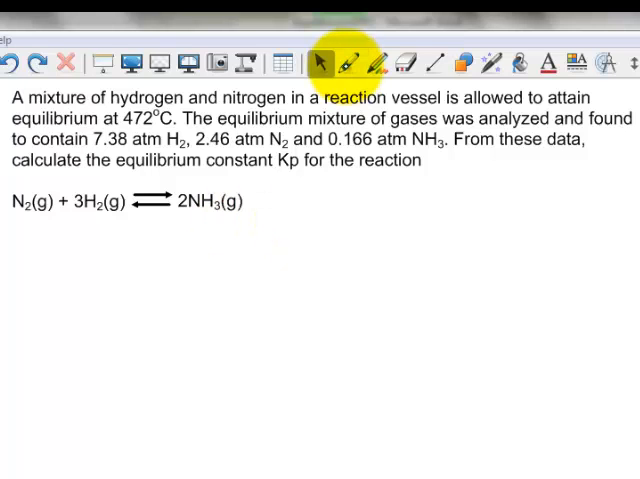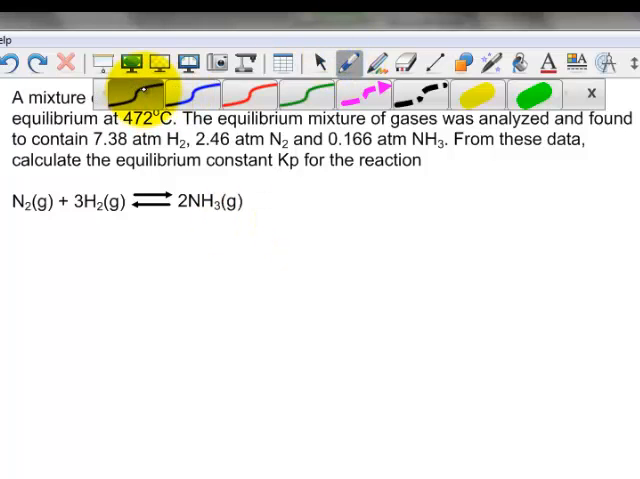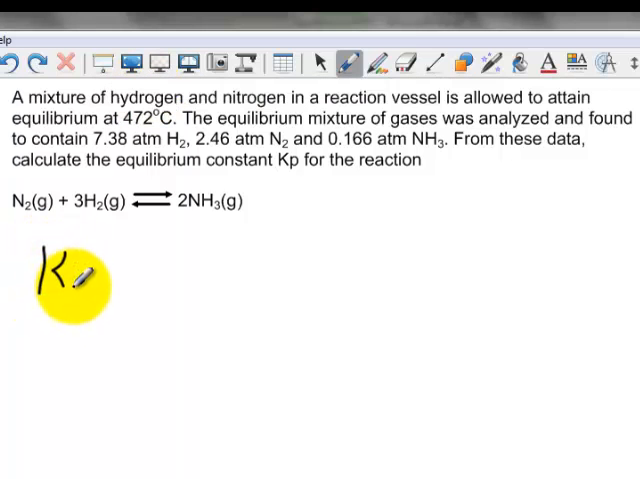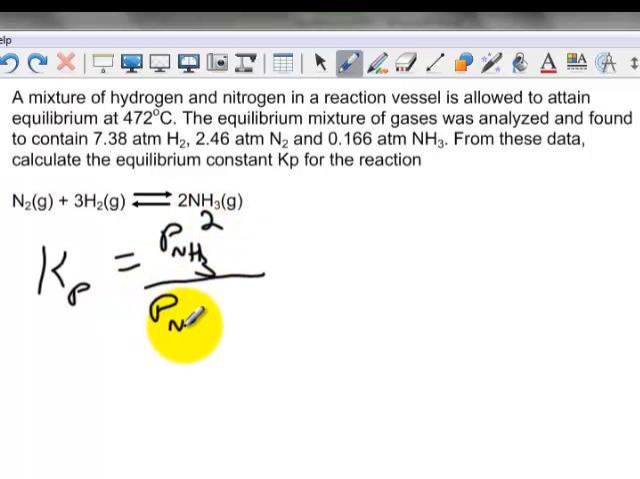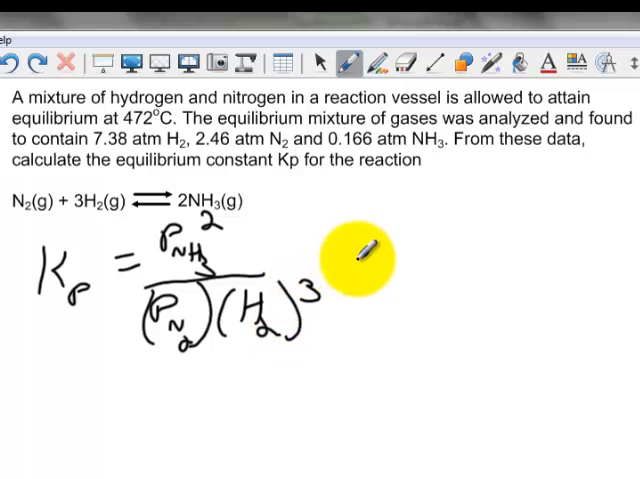Okay, this one is a straightforward, ordinary, everyday plug and chug. Kp, we know, equals the pressure of NH3 squared over the pressure of N2 times the pressure of H2 cubed. But we know all those things.